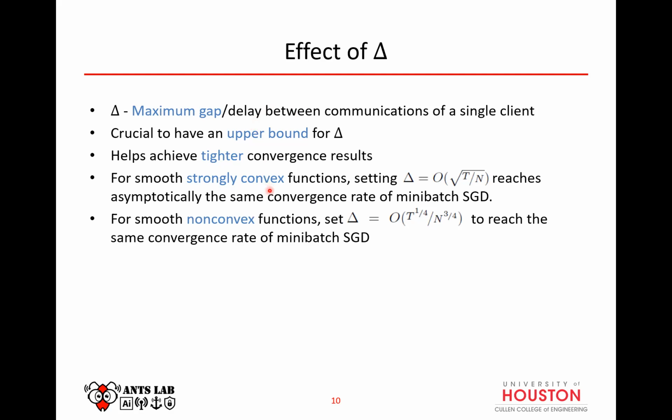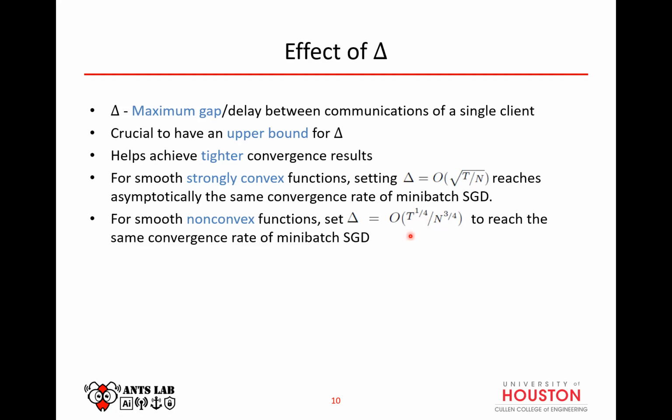And they show for both strongly convex and non-convex functions how we can set the value of delta. For the strongly convex scenario, if we set this threshold to be a function of O of root T by N, where N is the number of clients and T is the total number of rounds, they can reach the same convergence rate as the normal mini batch SGD with communication happening synchronously every round. And in the non-convex scenario, if you set delta to be a function of the fourth root of T over N, they reach the same convergence rate as mini batch SGD. So I think their contribution is more from the theoretical aspect, to show how this design can be guided better.